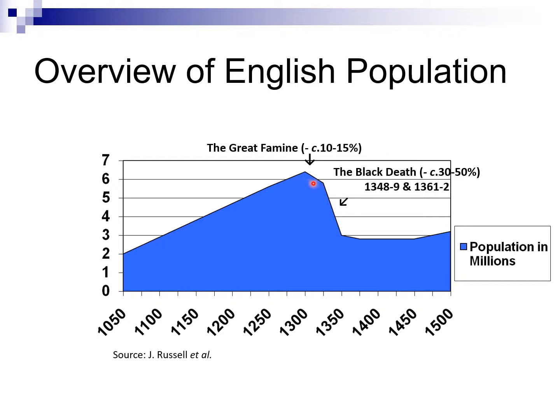This is the so-called Great Famine, which is a subsistence crisis caused in part, or at least exacerbated, by very bad weather, particularly in 1315 to 1318, and then cattle-destroying plague, cattle murrain, in 1321 to 22.